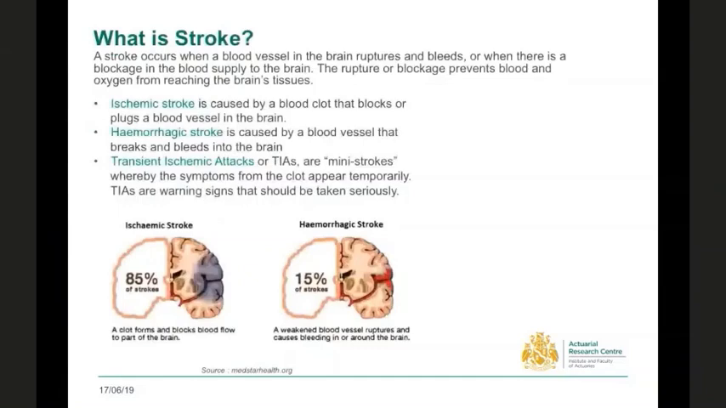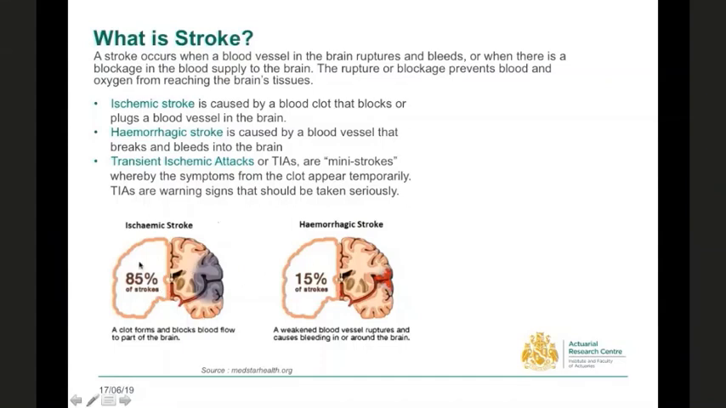First of all, what is stroke? A stroke occurs when a blood vessel in the brain ruptures or bleeds, or when there is a blockage in the supply of blood towards the brain. This rupture or blockage prevents blood and oxygen from reaching the brain tissue, and the tissue slowly starts to die. We have two major types of stroke, the ischemic stroke and the hemorrhagic stroke.